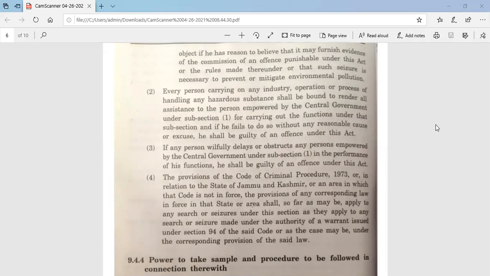under this act. Third, if any person willfully delays or obstructs any person empowered by the central government under subsection 1 in the performance of his function, he shall be guilty of an offense under this act.